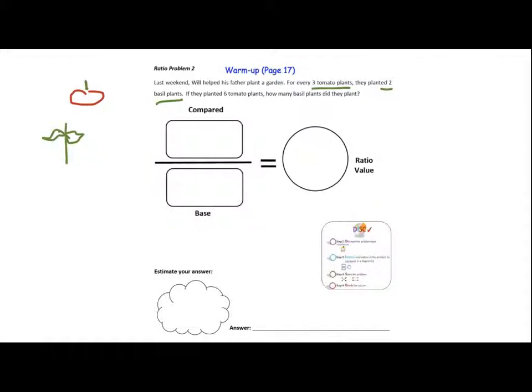All right, so let's do our steps. Discover the problem type. Well, let's see. It seems like this is a part-to-part problem. We're not comparing a total of anything. It's one part of a garden to another part of the garden. So my ratio, my compared value, is 3 to 2 basil plants. And so now we're trying to figure out our ratio value. That is 1.5 if we divide those. And we end up with planting 6 tomato plants.